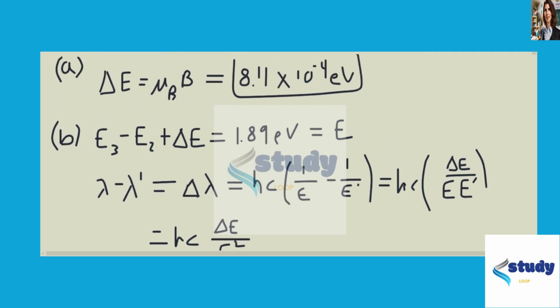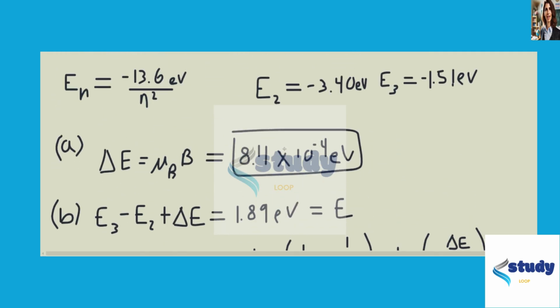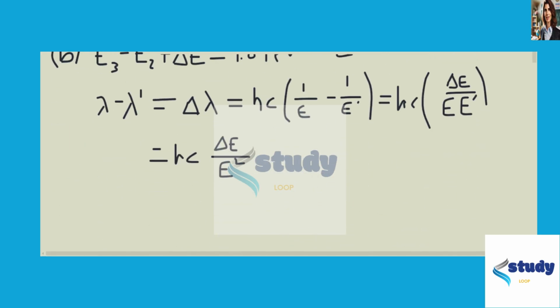So we know delta E as well, because delta E is our 8.1 times 10 to the minus 5 electron volts. I wrote 10 to the minus 4, so this is supposed to be 10 to the minus 5. So you might have caught that mistake. So the delta E value is the delta E value that we're using, and the E value we just calculated above is the E value we're using.